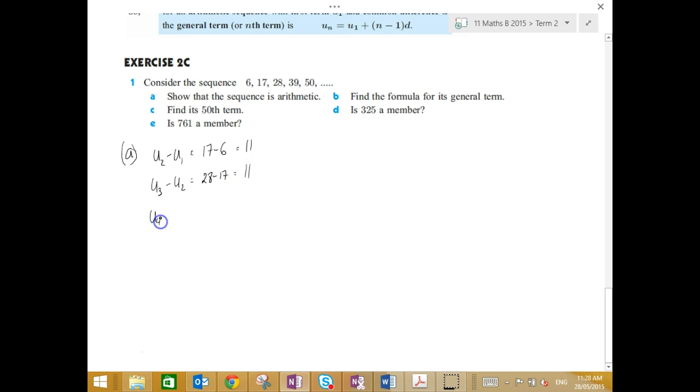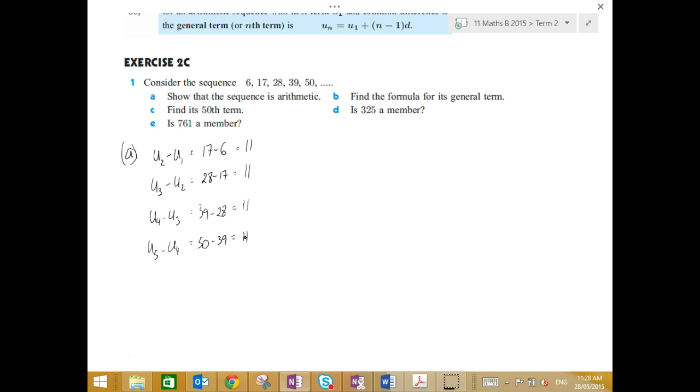If I continue doing that, U4 take U3: 39 take 28, 11. The fifth term minus the fourth term. So if you just take one term and subtract the term before it, and the difference is always the same, this is an arithmetic sequence, because they differ by 11 each time. Two consecutive terms. For it to be an arithmetic sequence, the difference has to be the same answer every time.